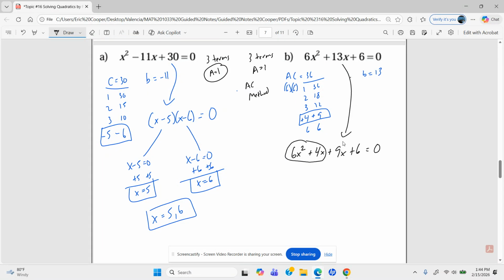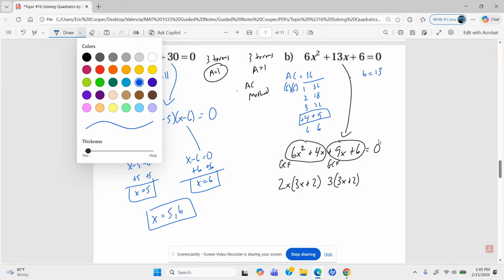We'll now take this, and we'll go through and group it. We'll find the GCF of the first group, 6x squared and 4x. 6 and 4, you could take out a 2. X squared and x, you could take out an x. So I'll divide everything by 2x. 6 divided by 2 is 3. X squared divided by x is x. 4x divided by 2x just gives me 2. We'll take the GCF from the second group, 9x and 6. 9 and 6 have a 3 in common, so I'm going to divide everything by 3. 9x divided by 3 is 3x. 6 divided by 3 is 2.